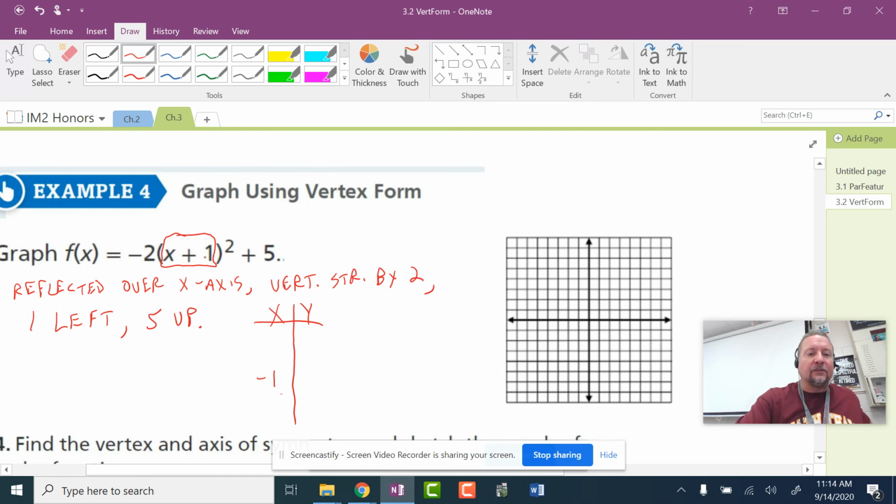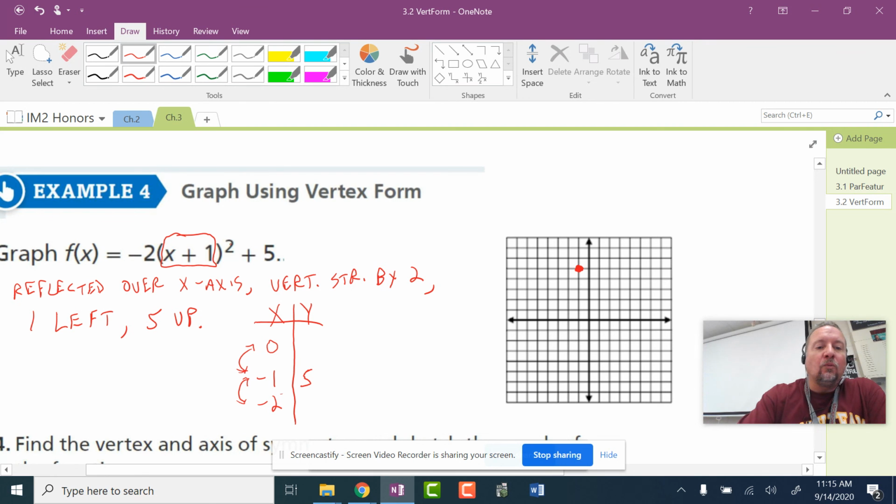So -1 plus 1 is 0. Do your order of operations. 0 squared is 0. 0 times -2 is still 0. 0 plus 5 is 5. So yes, the vertex is -1, 5: 1, 2, 3, 4, 5. Prove it. Plug in numbers right around it like 0 and -2. These are the next two numbers just to the left and right of -1. This is where you should see symmetry.